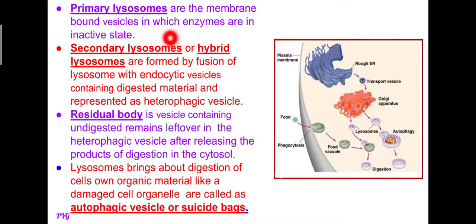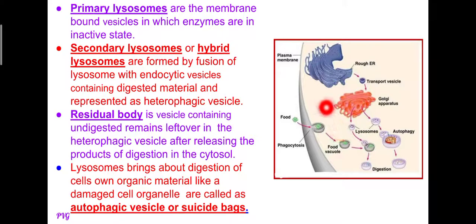किंवा आता आपण one by one बघतोय. Primary lysosomes are the membrane bound vesicles in which enzymes are in an inactive state, and secondary lysosomes are also known as the hybrid lysosomes, which are formed by fusion of lysosomes with endocytic vesicles containing digested material, and represented as heterophagic vesicles like this.